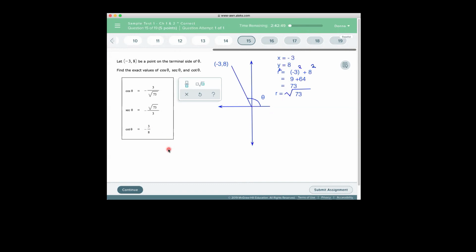So that is example number 15 for the sample test. I'll go ahead and do the next one, number 16, in another movie.